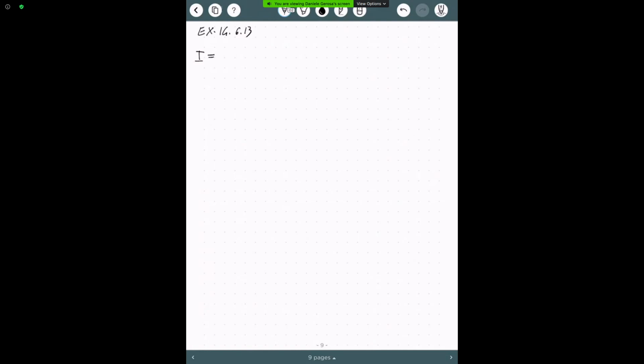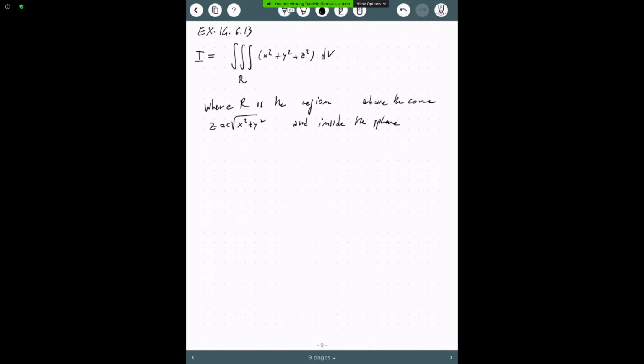Okay, so this is equal to this I we want to compute. Now it's not a volume, it's just some integral. We want to compute the triple integral over R of the function x squared plus y squared plus z squared in dv, where R is the region above the cone z equal to c times the square root of x squared plus y squared, c is some constant, and inside the sphere x squared plus y squared plus z squared equal to a squared.